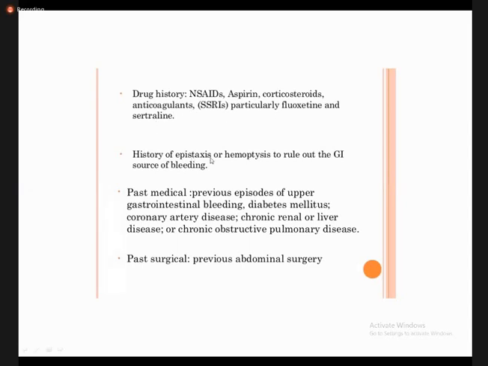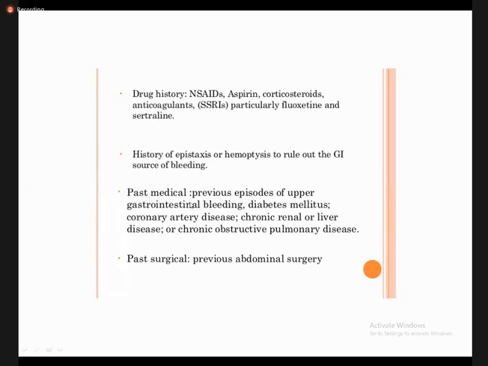Then history of epistaxis, that is nasal bleed, or hemoptysis. Hemoptysis is bleeding from the respiratory tract. So if the patient says he is bleeding from the mouth, first of all make sure whether it is hematemesis or hemoptysis. If the patient has a history of any lung disease like cough, shortness of breath, and the blood is coming along with the cough, rather than labeling it as hematemesis, this patient might be having hemoptysis. So we take the history of epistaxis or hemoptysis to rule out a GI source of bleed.